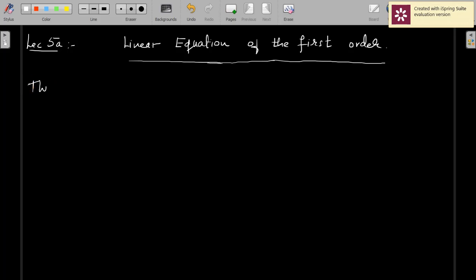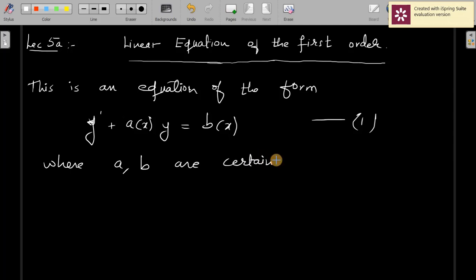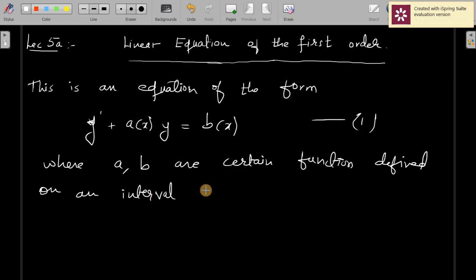So this is an equation of the form. The form is very important. y prime plus some function a of x into y is equal to b of x. Let me call this equation 1, where a and b are certain functions defined on an interval, some I.